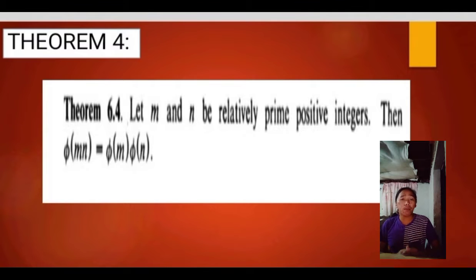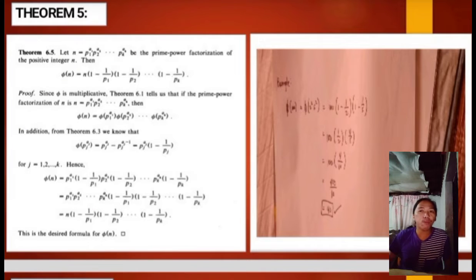So let m and n be relatively prime positive integers, then phi of mn is equal to phi of m times phi of n, where m and n have greatest common divisor 1. This theorem is similar to the arithmetic functions that we have discussed earlier, so they are just the same theorem. And we have theorem number 5.